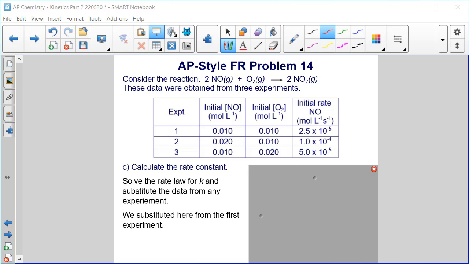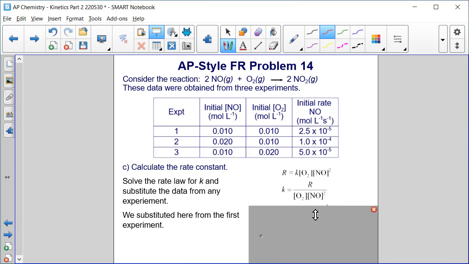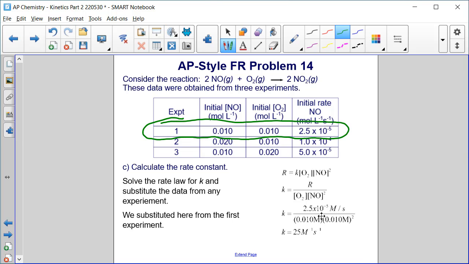Once we find the rate law in part B, in part C, we can calculate the rate constant. So we're going to solve the rate law for k and then substitute any data from the experiment. In this case, we're going to use experiment 1. The rate is 2.5 times 10 to the minus 5. Concentration of O2 is 0.01. Concentration of NO is also 0.01, and then we should square that. And we get k equal to 25 molarity to the minus 2 seconds to the minus 1.